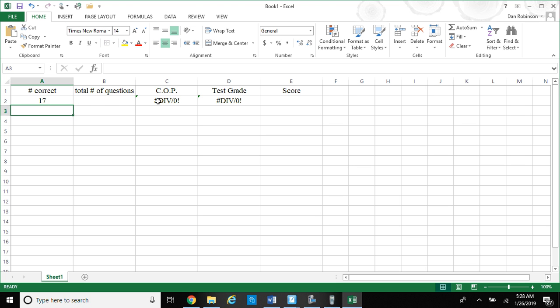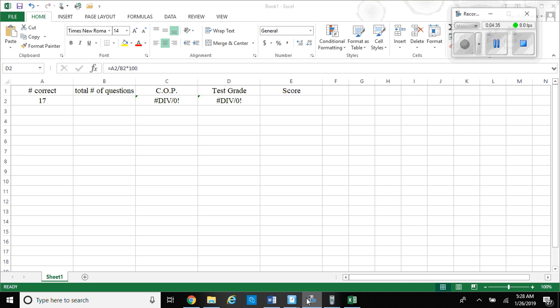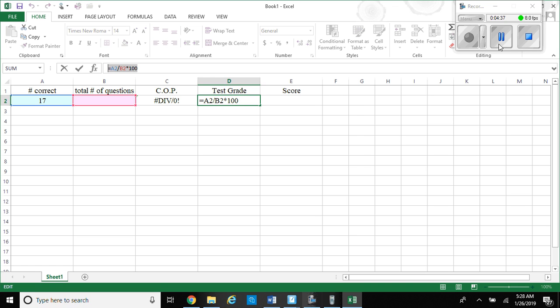And notice nothing happened so far to this. So we have our question here. So I have my test grade is going to be equal to the number of correct, which is this cell, divided by the total number of questions, which is this cell, times 100. So that's our formula, and that'll give us our grade.